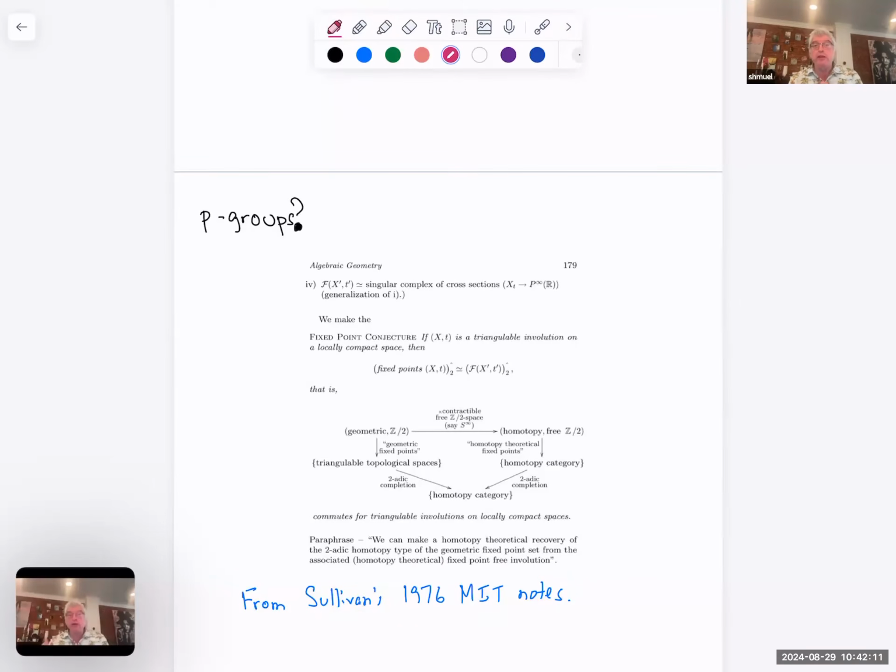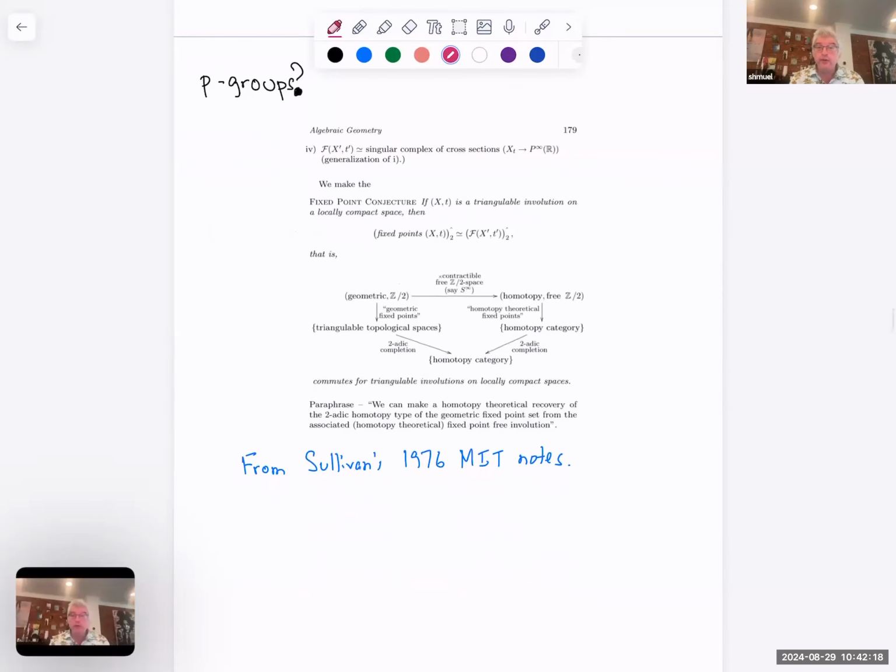But you could begin asking this question now for other groups. And for p-groups, the obvious estimate is that the analog complexity of BG is at most the order of G. And that's explicitly just by weighting each point the same way.